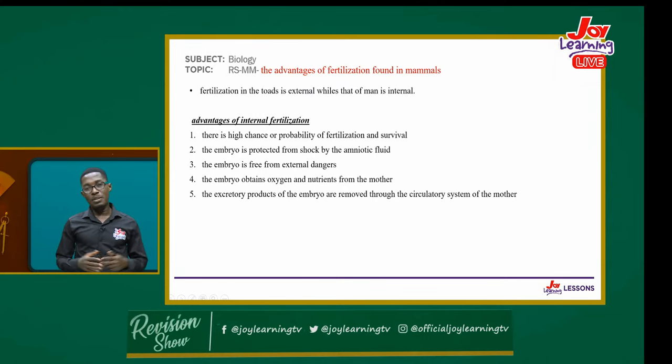The embryo also obtains enough oxygen and nutrients from the mother. So when they need, they take from their mother. So the mother has to always be eating to overcome that. And the excretory products of the embryo are quickly removed through the circulation, so they don't keep a lot of waste.